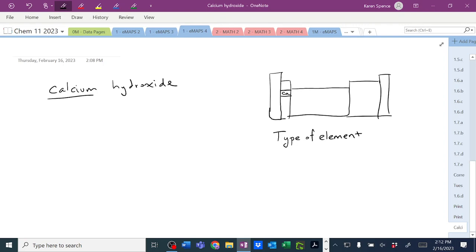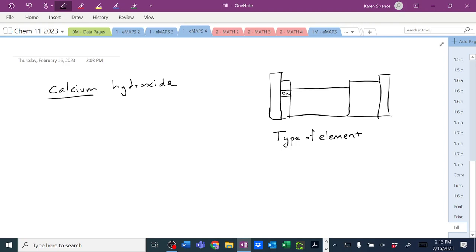So first of all, what I'd like you to think is what might I mean by type of element? Have a little chat with your neighbors about that. What could I mean by type of element? What do you think?